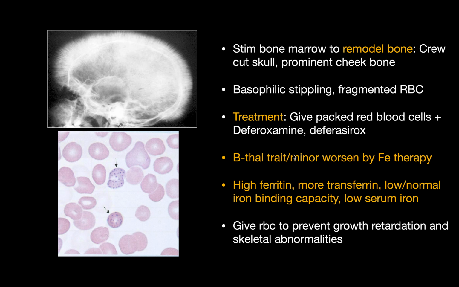So they're characterized by high ferritin levels. There's increased transferrin, along with a low or normal iron binding capacity and low serum iron. So there is low serum iron but high ferritin, meaning there's more storage in the bone, and transferrin, so there's more iron being taken out of the circulation and into the bone. We want to give these patients the red blood cells to prevent the growth retardation and the skeletal abnormalities, so we don't want this. So that's it for now.